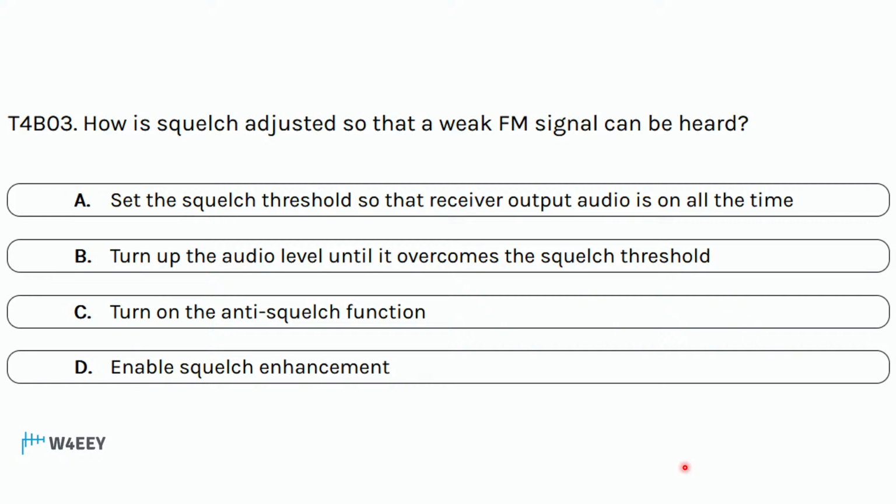You turn it off. There is no anti-squelch function, but you turn it off by adjusting the squelch threshold so that the receiver output audio is on all the time. That's the one time when you might not want the squelch to be operating, is if you're listening for a very, very weak signal.